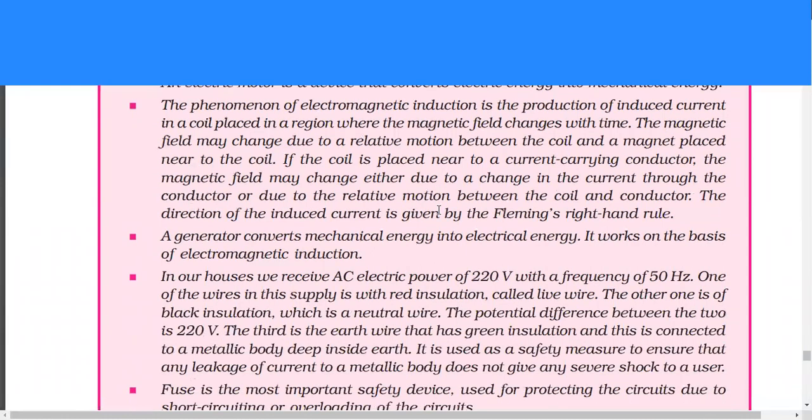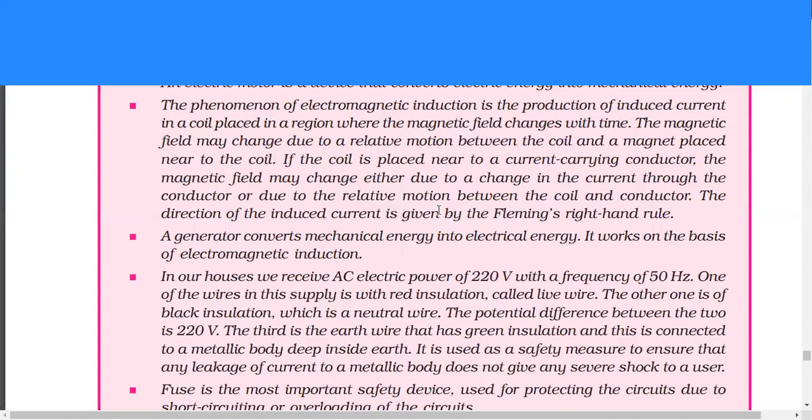The phenomenon of electromagnetic induction is the production of induced current in a coil placed in a region where the magnetic field changes with time. The magnetic field may change due to a relative motion between the coil and a magnet placed near to the coil. If the coil is placed near to a current-carrying conductor, the magnetic field may change either due to a change in the current through the conductor or due to the relative motion between the coil and the conductor.